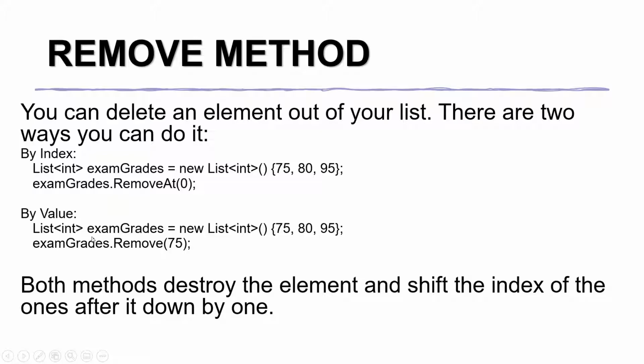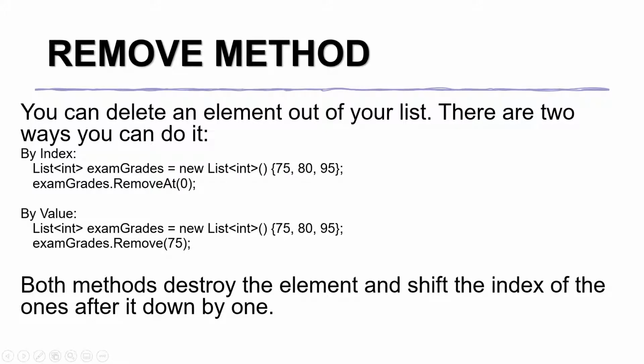We can also do it by value. So if we, for instance, instead wrote remove 75 rather than remove at, it's going to find that value of 75 and take it out of the list. So if you don't quite know where the element is, like what the index is, but you know the value you need taken out, you can use remove to just take that one out. And also keep in mind that it doesn't create an empty element. It destroys the element and then shifts the index of the ones after it down by 1. So it's not like there's a blank there. It's just actually a smaller list.